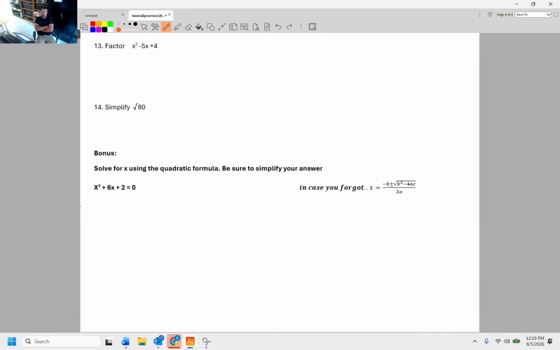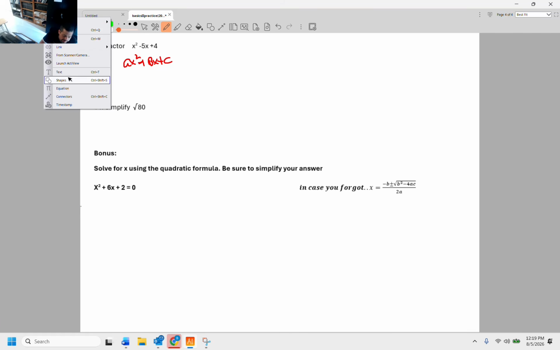13, we have something called factoring. The goal of factoring is to find the two things that multiply together to create the original polynomial. All right, so I'm going to talk about this in what's called standard form. It is written in the form ax squared plus bx plus c. And here we have an a value of 1, because it is 1x squared.